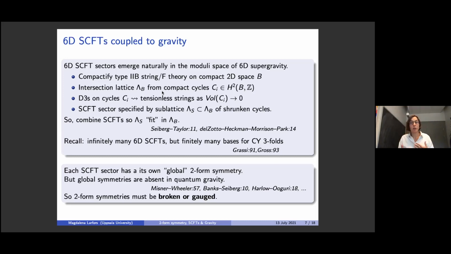And since there are infinitely many six-dimensional SCFTs, if you allow the rank of the gauge group to go up, but only finitely many bases for Calabi-Yau threefolds, you would expect that this is not always possible. Furthermore, we know from the last slide that each SCFT sector has its own two-form symmetry, which is global if we zoom in on that SCFT sector. But we also know from quantum gravity lore that global symmetries should be absent. So these two-form symmetries must be broken or gauged. And the question we want to answer is whether they are broken or gauged.